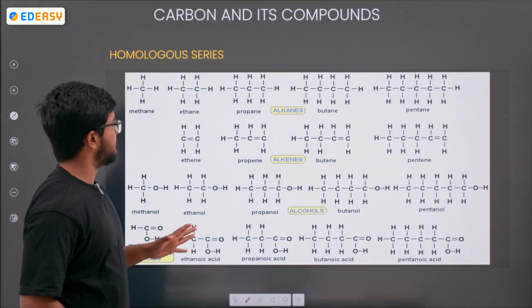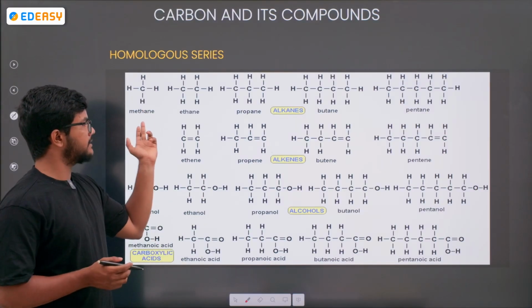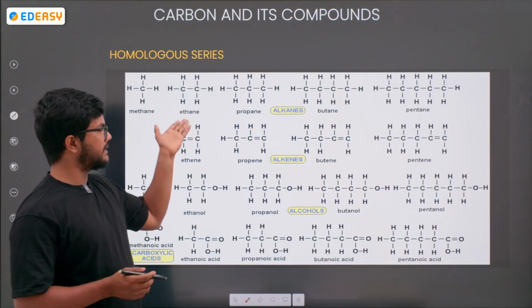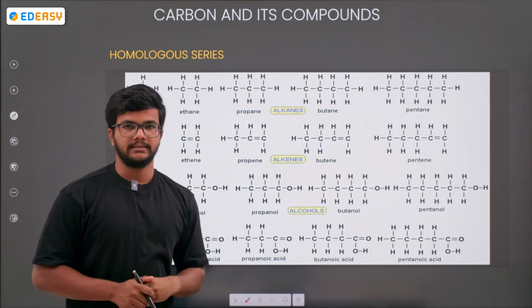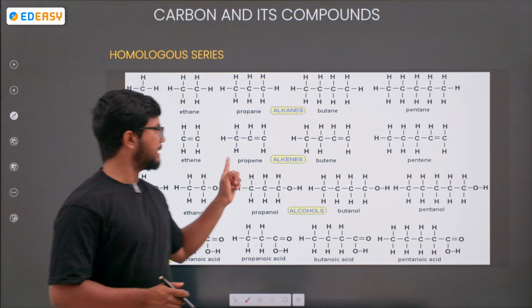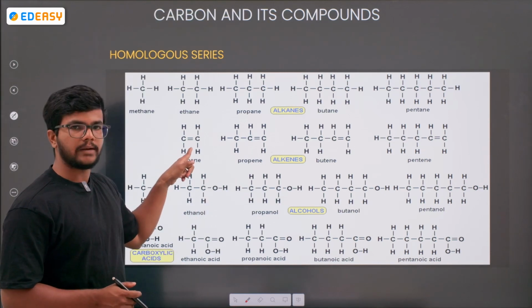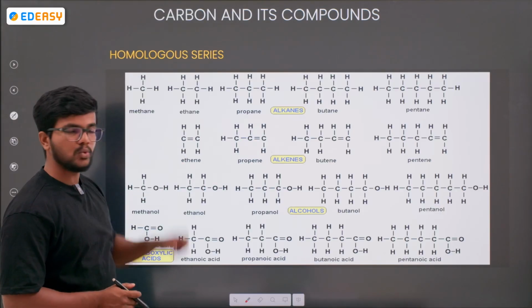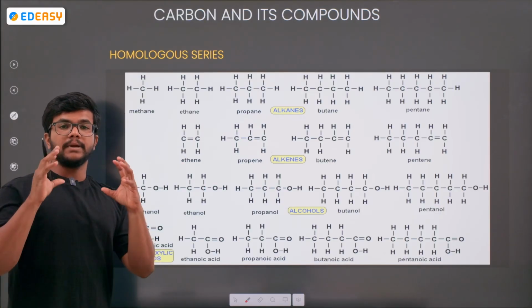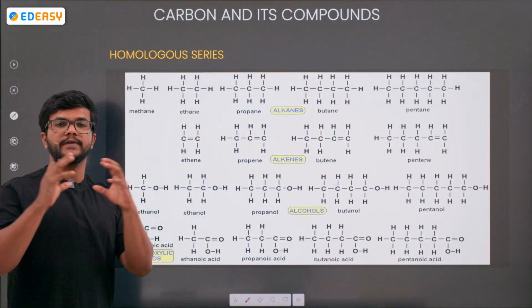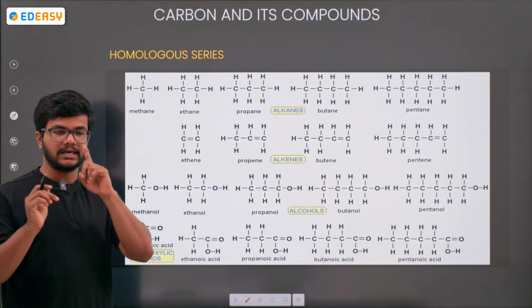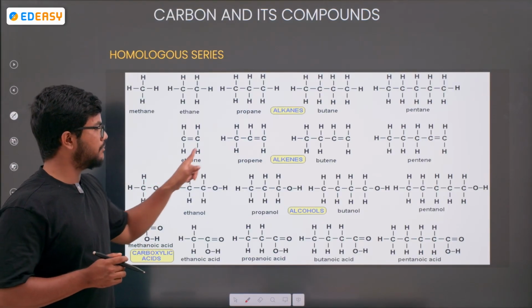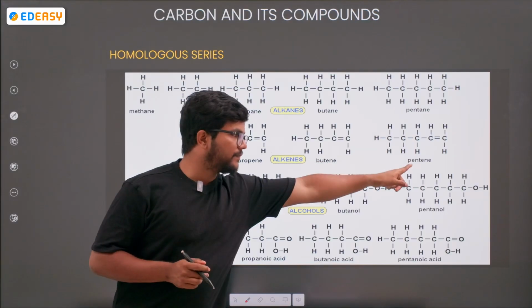First example, methane, then ethane, propane, butane, pentane. So this is the alkenes. In alkenes, it starts with two carbons. Why does it start with two carbons? Here it starts with a single carbon. Here it starts with two carbons, because a double bond is possible between two carbons, not with a single carbon. So the double bonded ones are ethene, propene, butene, and pentene.